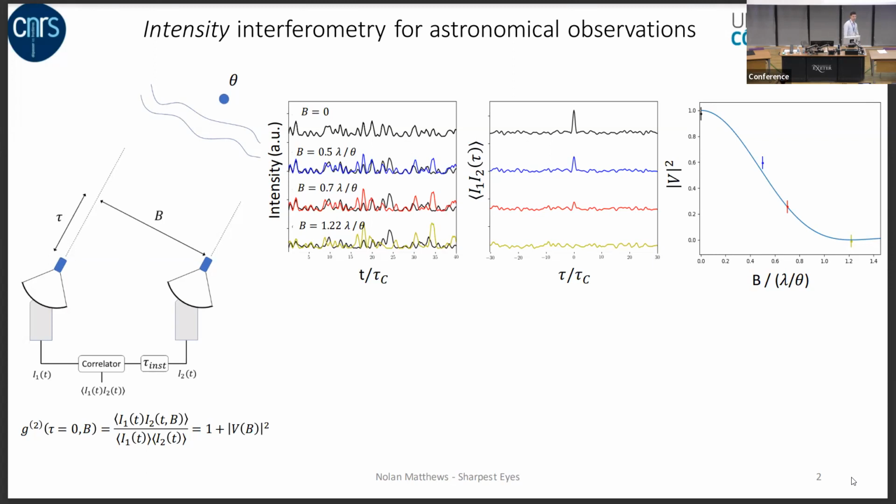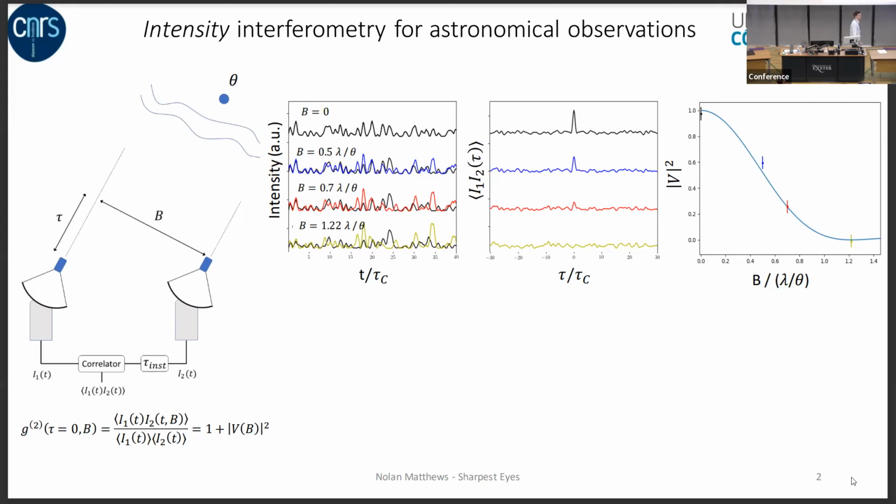And again, by measuring this at zero optical path delay, you probe the squared visibility. To give you a picture of what that might look like, I plot here on the left the intensity as a function of time for different baselines, where the different colors represent what the different telescopes might see. And what you see is that as you make the baselines larger and larger, the intensities begin to decorrelate.